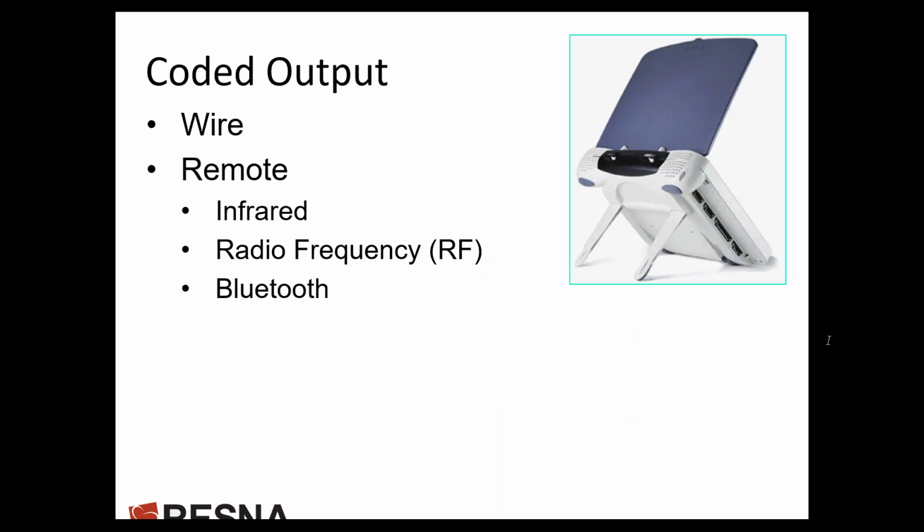And then we have devices that have coded output, which is available with many of our devices nowadays, especially our dynamic systems. They can be used as a remote control to activate other devices or appliances, and they can become an environmental control to activate TVs, lights, radios, all kinds of things in your environment.